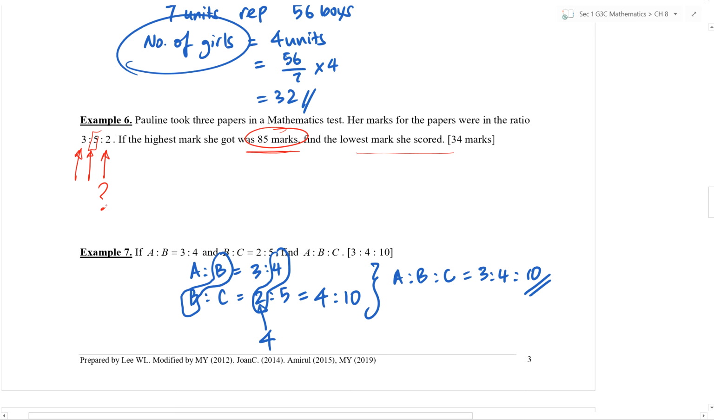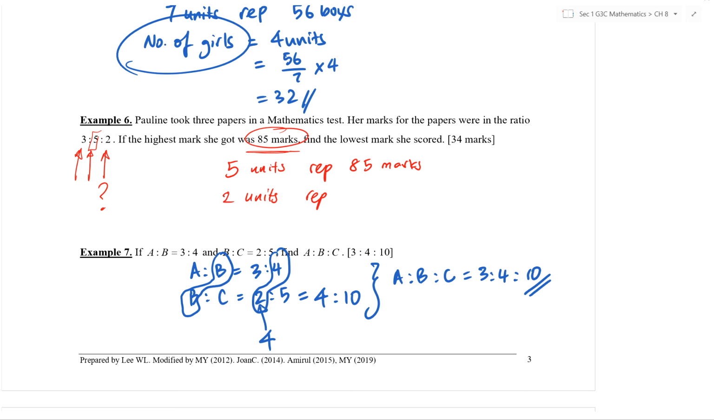Okay, so we will write 5 units represent 85 marks. That is our first statement. Okay, we can use units too. 5 units represent 85 marks. We now require 2 units represents. From here, there are a few things that your primary school might have taught you on how to find out the answer. So this is direct proportion.